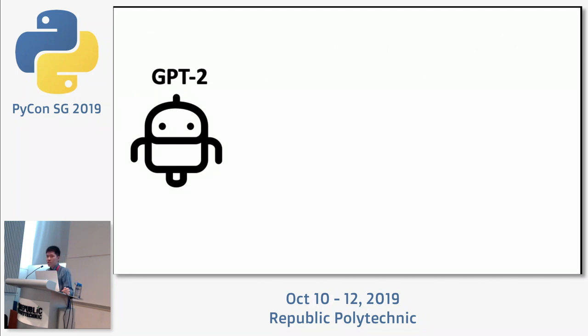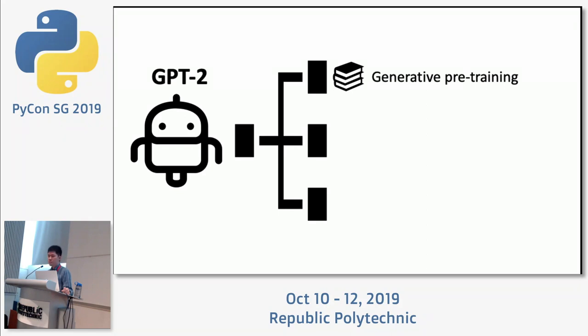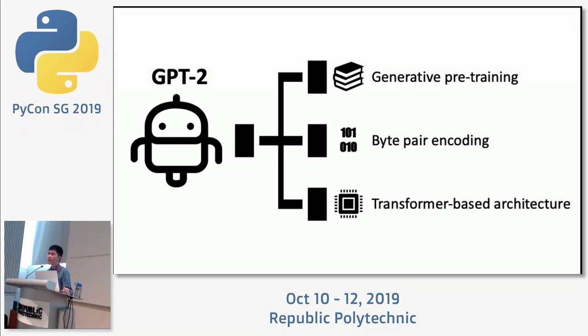So what is GPT-2? It is a language model based on neural networks created by researchers at OpenAI. So I'll share three key ingredients that make GPT-2 so effective. So they are generative pre-training, byte pair encoding, and a transformer-based architecture.